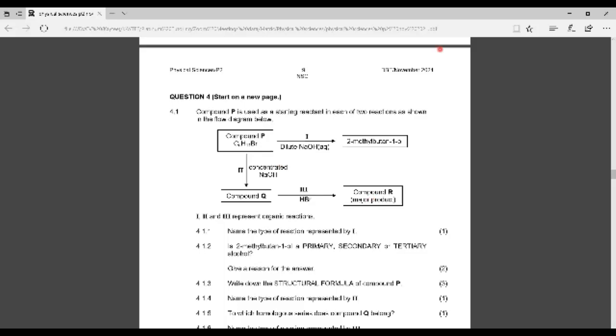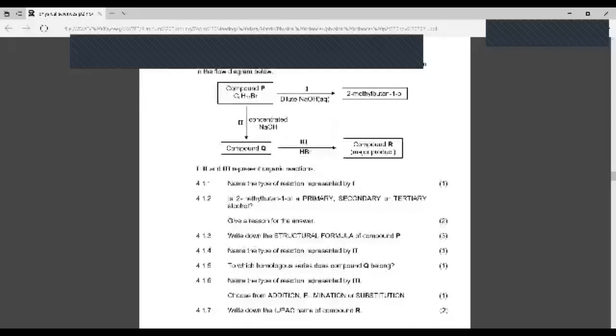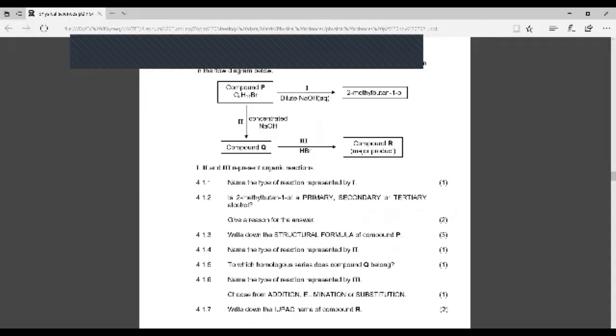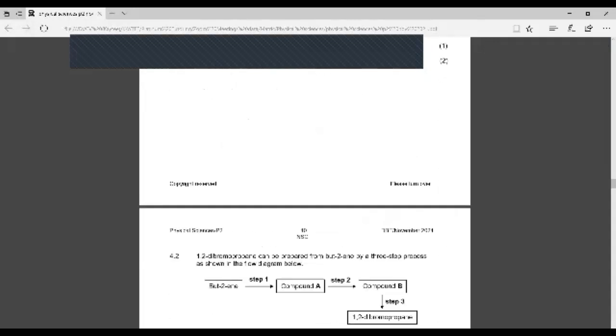I want to try and find out what questions they are asking, what the other questions are. Choose from addition. Okay, name the type of reaction. We did say it's addition because we are adding, we can't remove. Write down the IUPAC name of compound R. I just told you the IUPAC name of it is going to be 2-bromopentane, right? Okay, let's go through it.